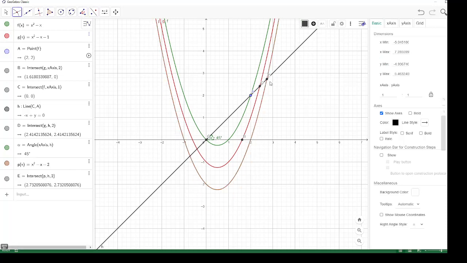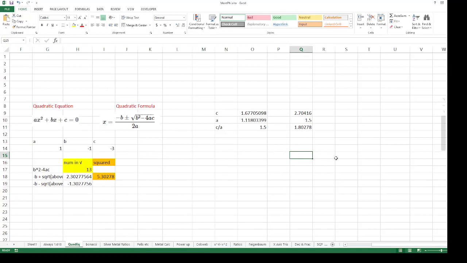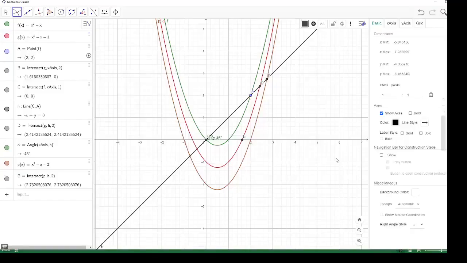So the next equilibrium point up is at 2.73205. And if we take the square root of 3 and add 1, we get 2.732, and this is the 1 plus the square root of 3. 1, 2, 3. And that pattern does continue.